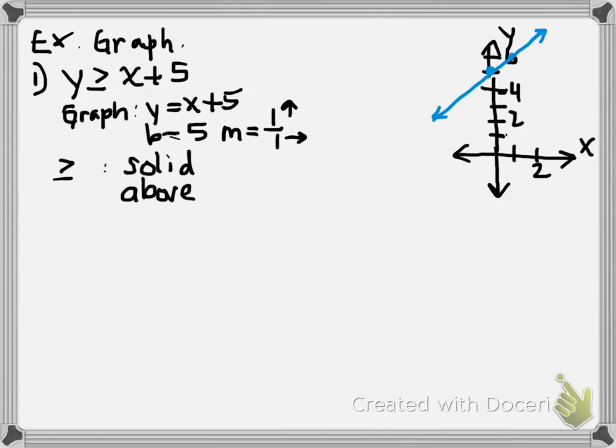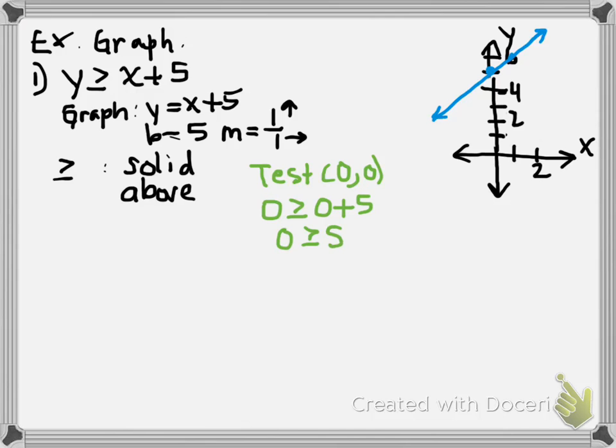Now, before I shade, I'm going to test. My strategy is always to test 0, 0. The only time I don't get to choose that strategy is if 0, 0 is on the boundary. So what I glean from this is if my statement is true, then I shade the direction that 0, 0 is. If my statement is false, that means I shade away and I don't cover up 0, 0.